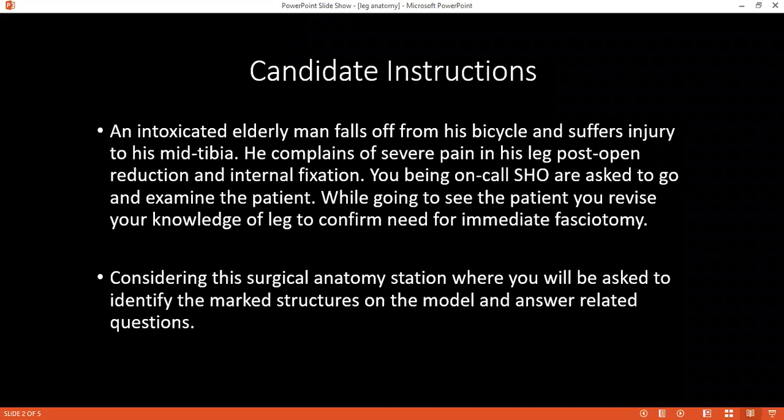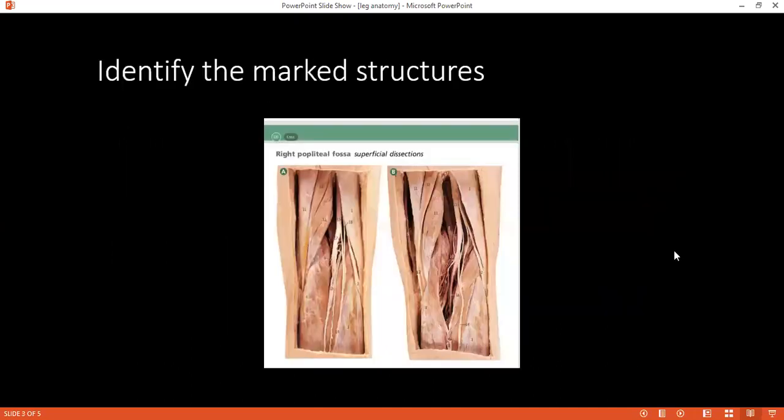Right. So if you have read and understood, considering its surgical and optimization, kindly tell me what structure are you looking at? You're seeing the back of the leg including the popliteal fossa and the back of the thigh. Can you please tell me what are the boundaries of the popliteal fossa?